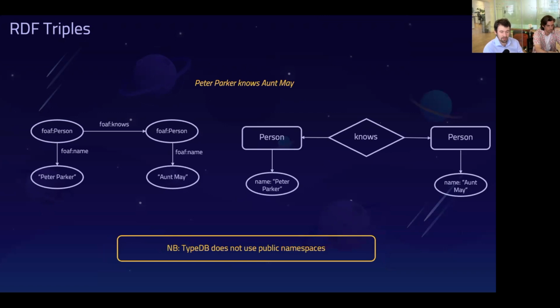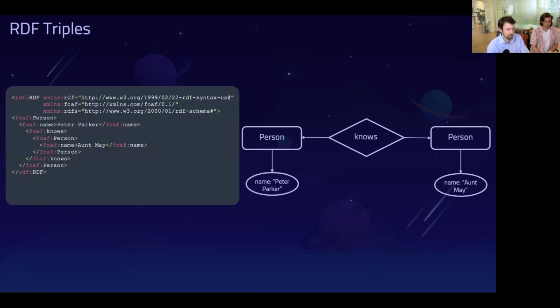And because, of course, TypeDB doesn't actually work on the internet and is not built as a semantic web technology, there's no such inherent thing as a public namespace. And something that is not shown here is actually the ability to model roles, which would effectively constitute how something, in this case a person, plays a role inside a knows relation. But we're going to come back to that.